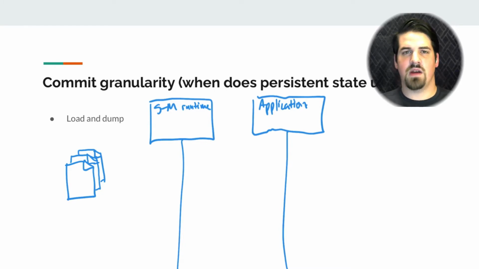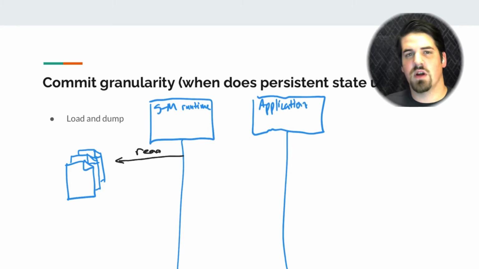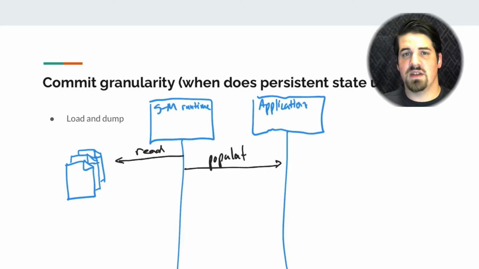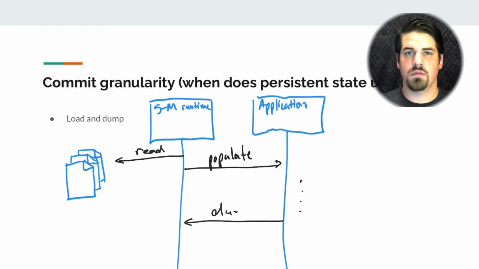This would be where you start up your system, and at the very beginning you load all of the instances in your population from persistent storage into memory. You operate on them in memory as the application runs. You may create new instances, modify attribute values, add associations, or delete them. And then at the end of the application, before exit, you dump the instance population back to persistent storage.